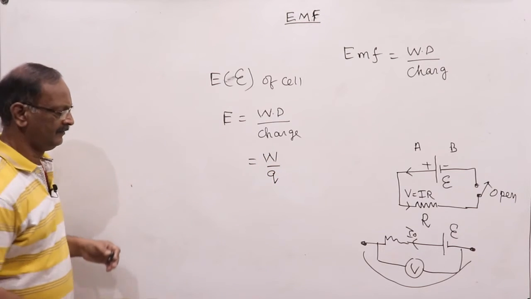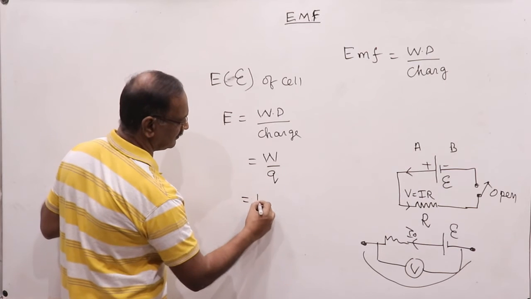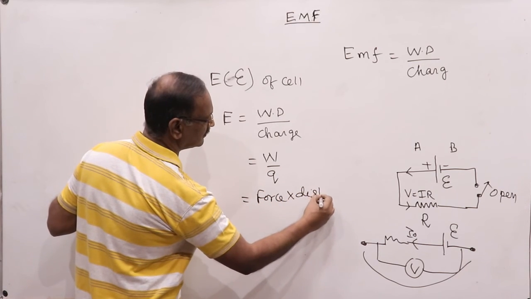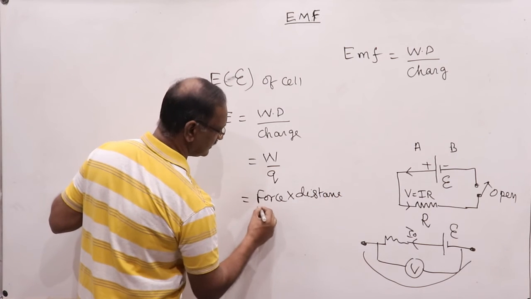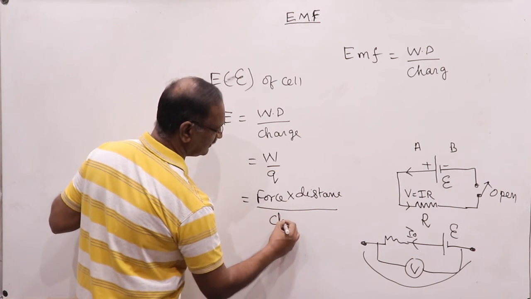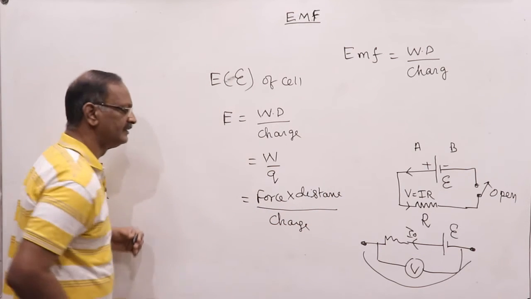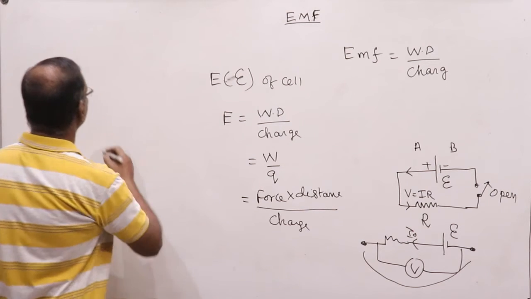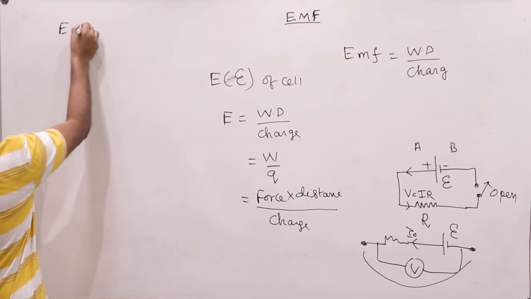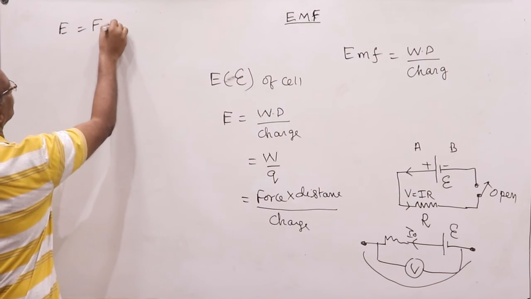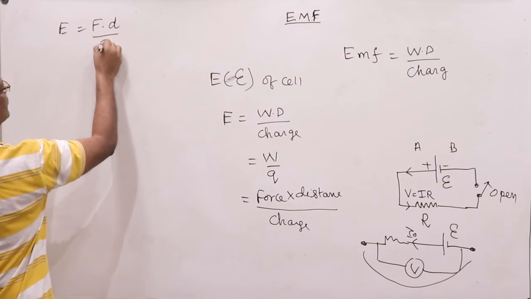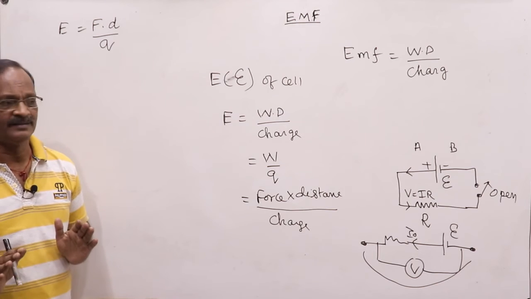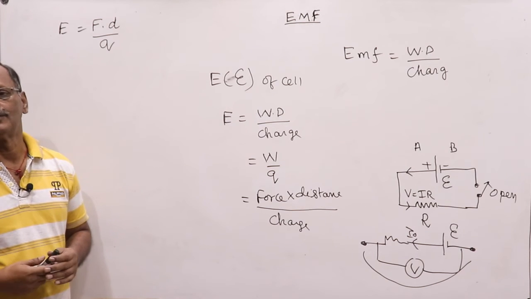What is work done? We know in physics we must have read, work done is equal to force into distance. How much force we apply and how much distance is moved, divided by charge. That is the definition of work done by charge. So EMF is equal to force into distance moved divided by charge.